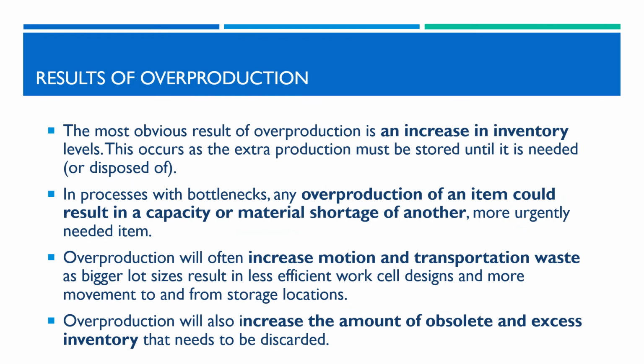The most obvious result of overproduction is an increase in inventory levels. This occurs as the extra production must be stored until it is needed or disposed of. In processes with bottlenecks, any overproduction of an item could result in a capacity or material shortage of another, more urgently needed item.